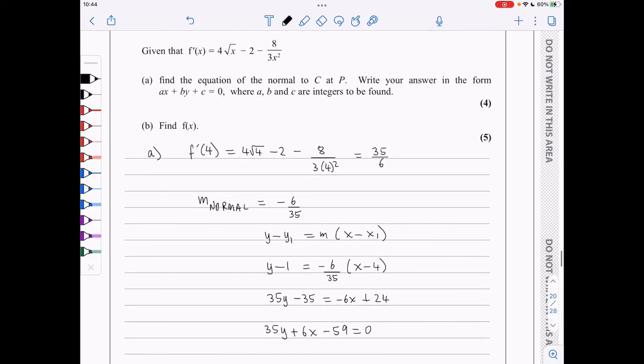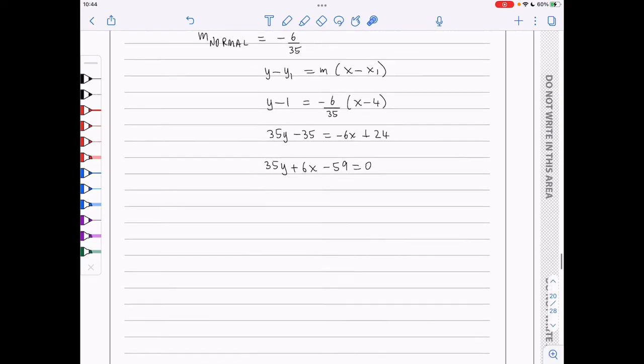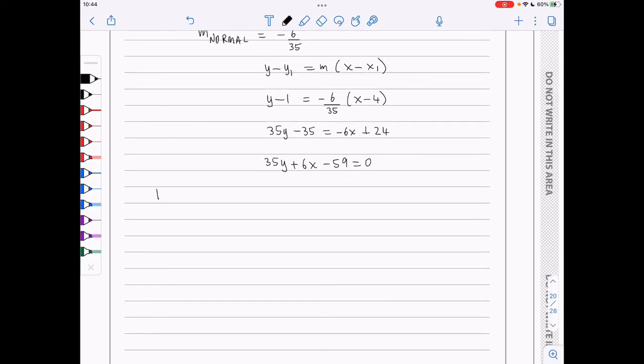And then part B, for 5 marks, we need to find f of x. Well, I will start by integrating to get an expression for f of x. So it's the integral of 4 root x minus 2 minus 8/3 x squared dx. I need to put it in a form that allows integration to be carried out easily. So I will write this as 8/3 x to the minus 2 dx.